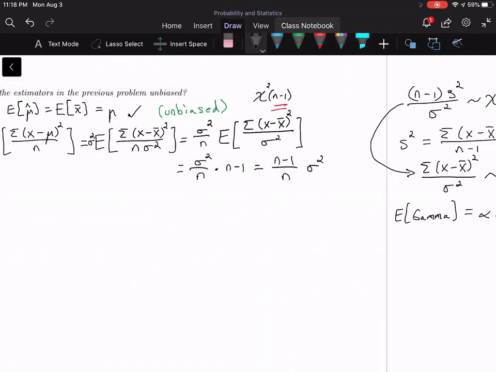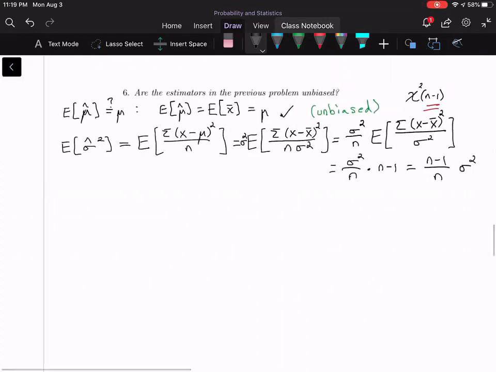or n minus 1 over n times sigma squared, which is not just sigma squared. Granted, as n gets larger, as you have more and more data, the limit of n minus 1 over n is 1, so it approaches sigma squared. But this is biased. This estimator is biased. Because the expected value of sigma hat squared didn't just give us sigma squared, it gave us n minus 1 over n times sigma squared.